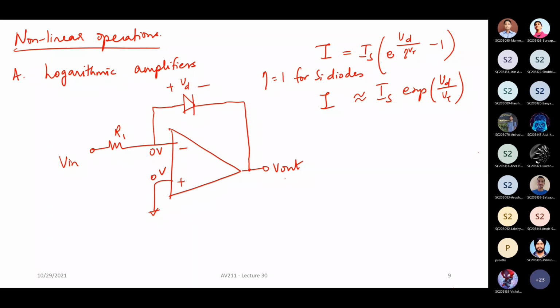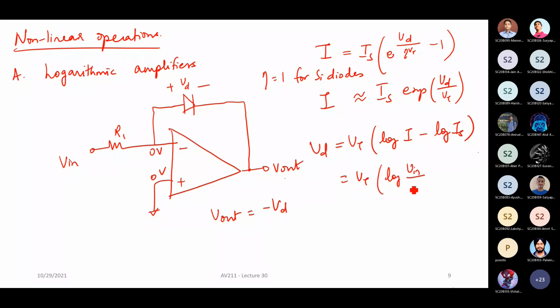Now, what are we interested in? V out is nothing but minus Vd. And what is Vd here? Vd is nothing but Vt times logarithm of I minus logarithm of Is, which is nothing but Vt times log of I by Is. Correct. So this can basically be written as Vt times log of Vin divided by R1 minus log of Is.